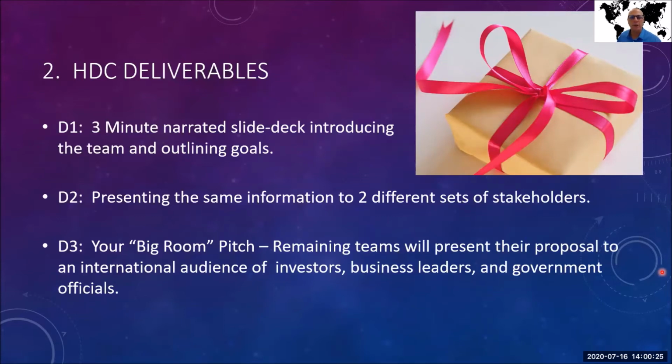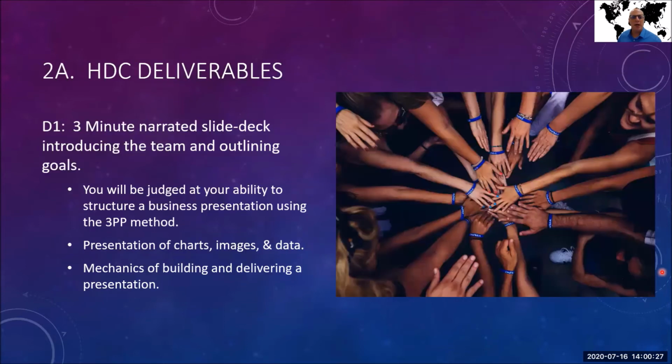So in the first deliverable, let me see if I go into details. Yes. In the first deliverable, I'm having you introduce the team. So this is going to be a brief 3-minute narrated slide deck, which is similar to what I'm doing now. A 3-minute narrated slide deck that introduces the team and outlines your goals and your mission. And here, the main assessment is going to be on how well you present.